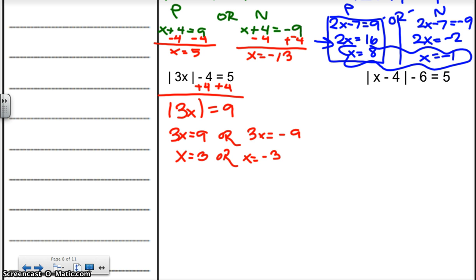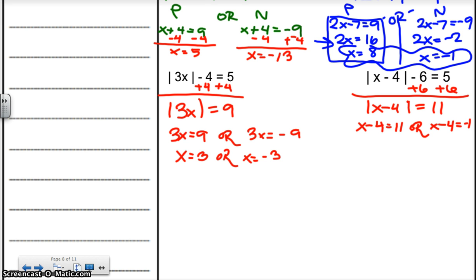The next one, what do I need to move to get my absolute value sign by itself? Plus 6. Absolute value of x minus 4 is 11. I can create my cases because the absolute value sign is alone. Okay, solving both, x is 15 or x is what, negative 7. All right, we're doing well. We're doing well, one more page.